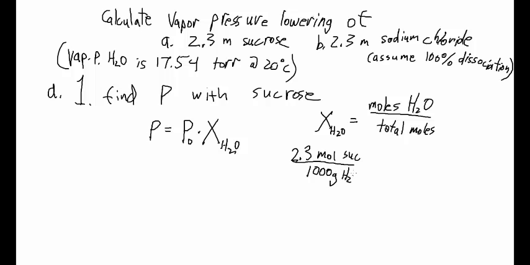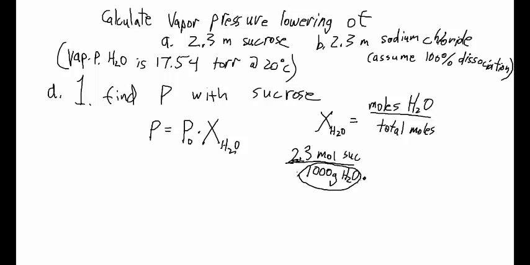So here's a trick we might do. Let's just pretend we have an amount of solution that has exactly 1,000 grams of water in it, and therefore exactly 2.3 moles of sucrose. Now we have one part of the puzzle, 2.3 moles of sucrose, which is half of the story for our total moles. Now we just have to find the moles of water, and we can use this to do that.